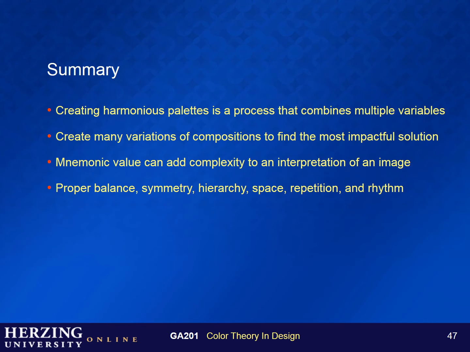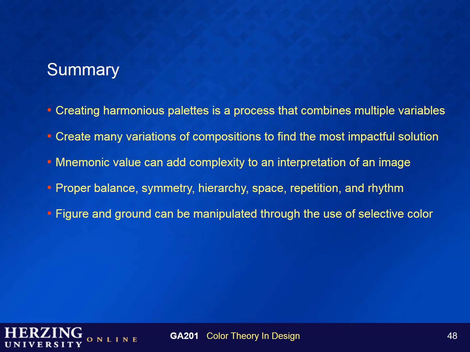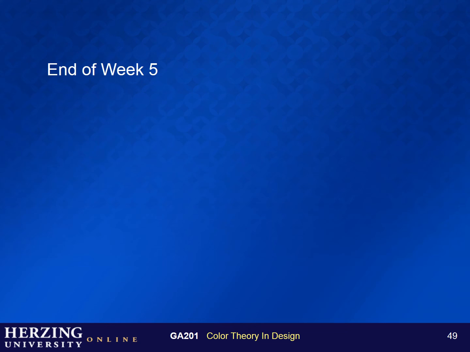A successful composition is the product of proper balance, symmetry, hierarchy, space, repetition, and rhythm. Within a successful composition, color can be a powerful tool for focusing the viewer's attention. The relationship between figure and ground can be manipulated through the use of selective color. Done properly, this can create a suggestion of depth in an image. End of week 5.